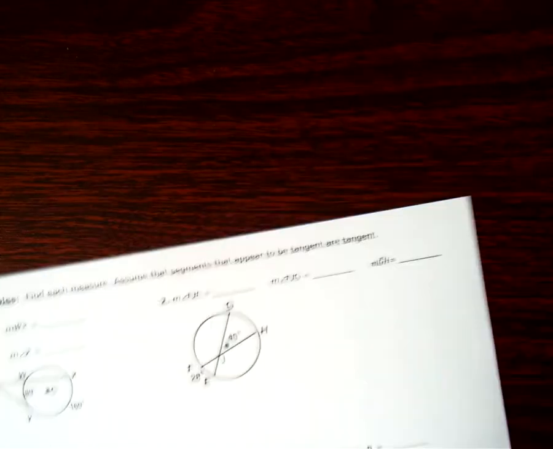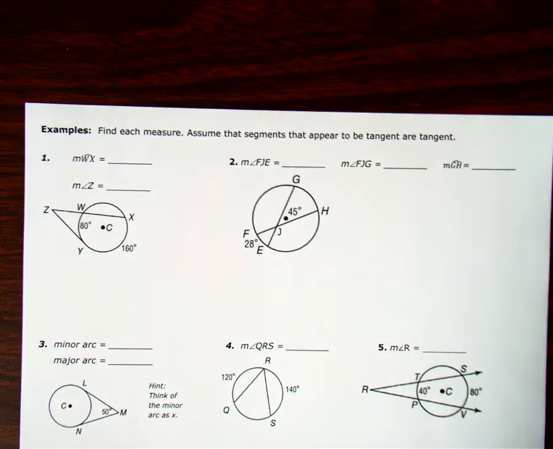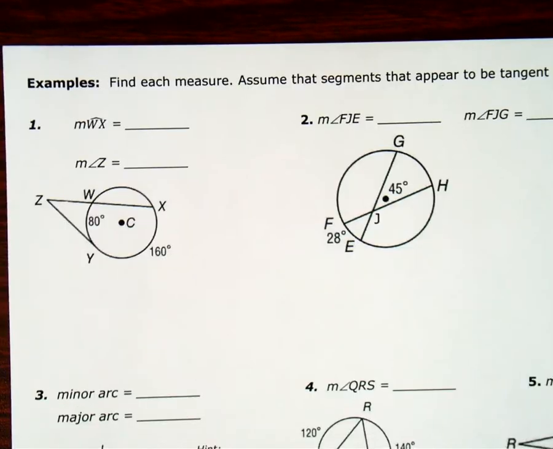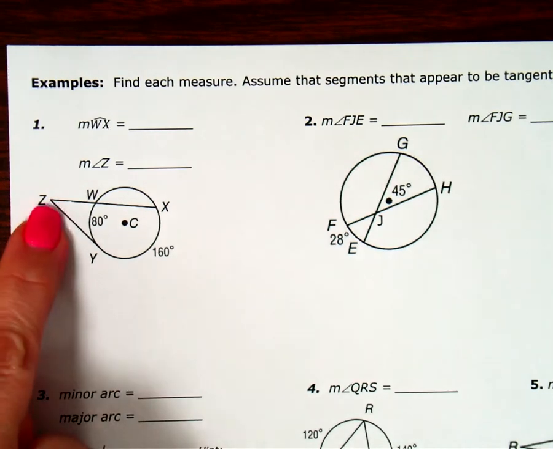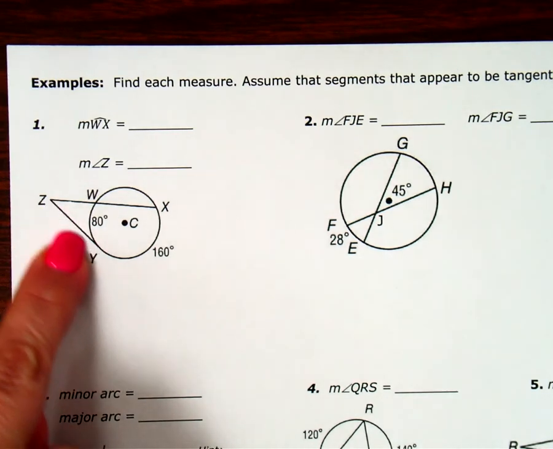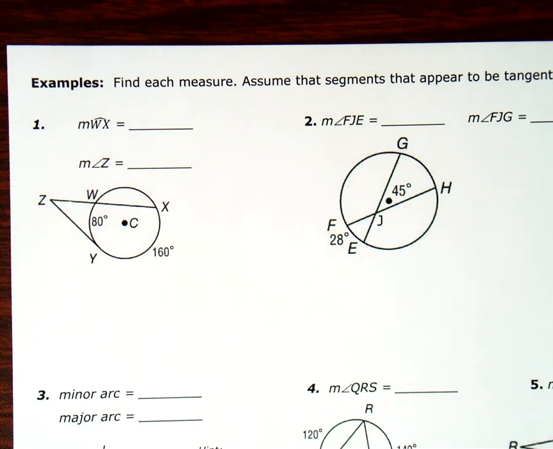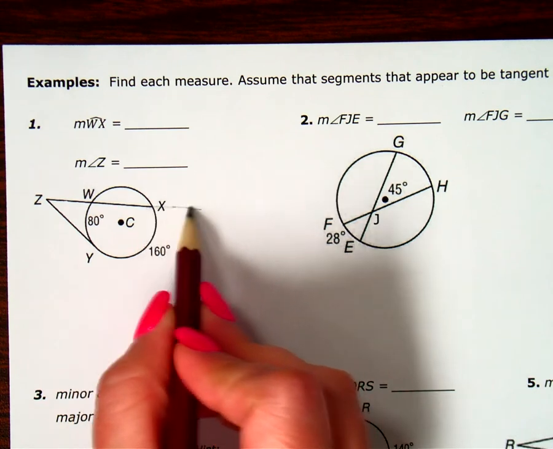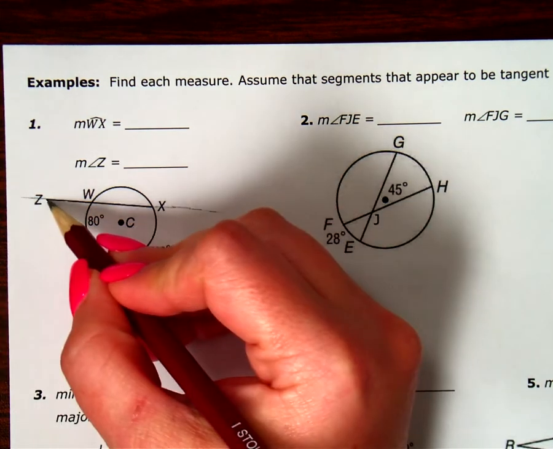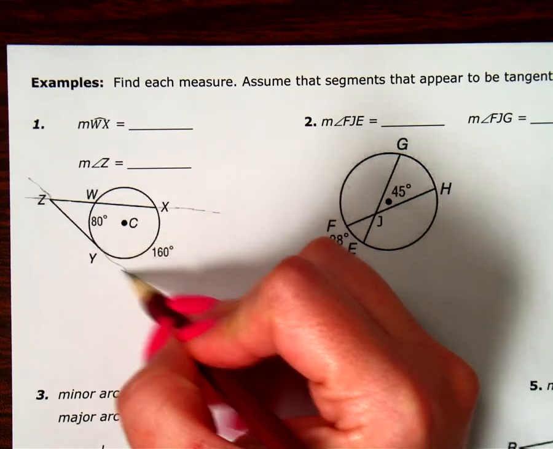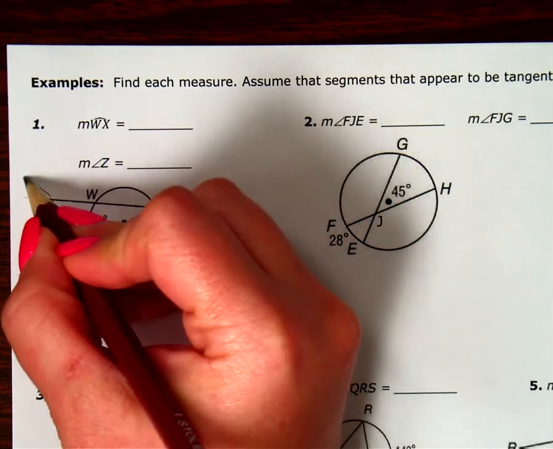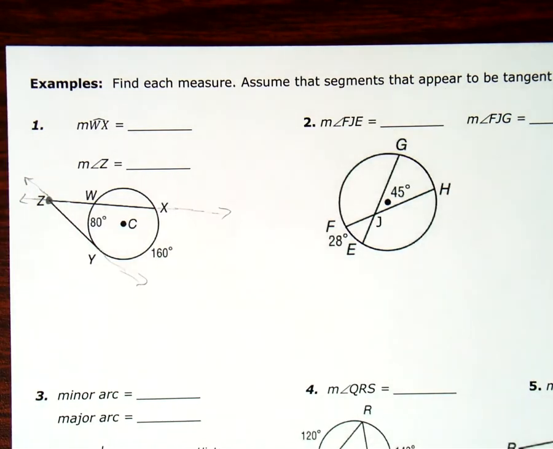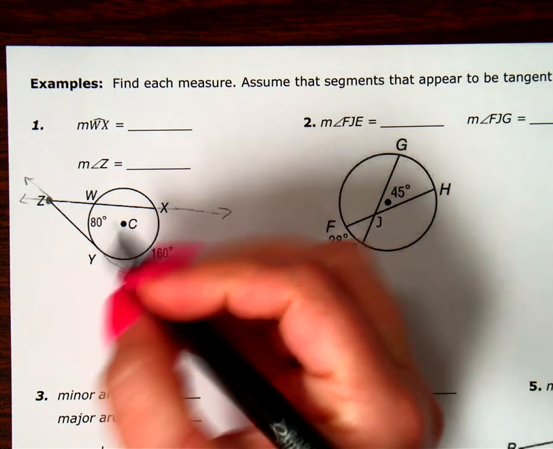Let's look at some examples. We're going to find each measure and we're going to assume that segments that appear tangent are tangent. So I'm going to be able to assume that this segment here is a tangent segment. We talked about how these are working with lines. So if I extend this and say this is a line, and extend this and say this is a line, I can see that my 2 lines are intersecting right here. And that intersection is outside my circle.